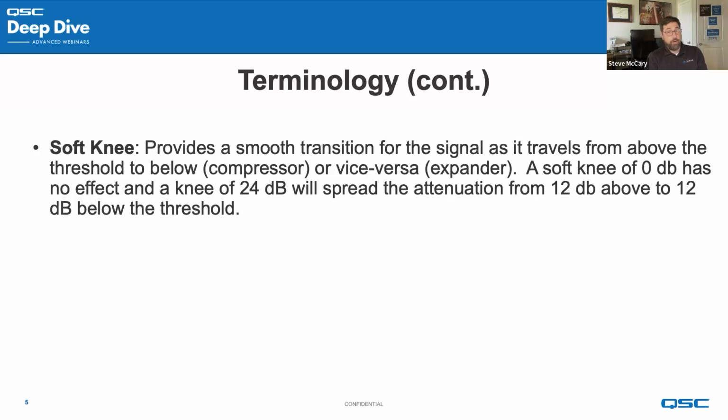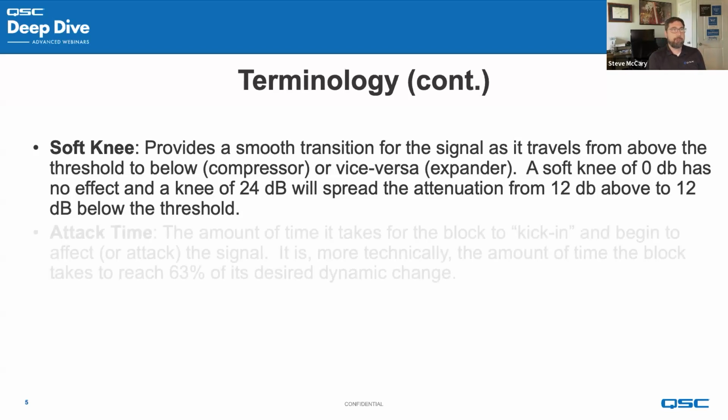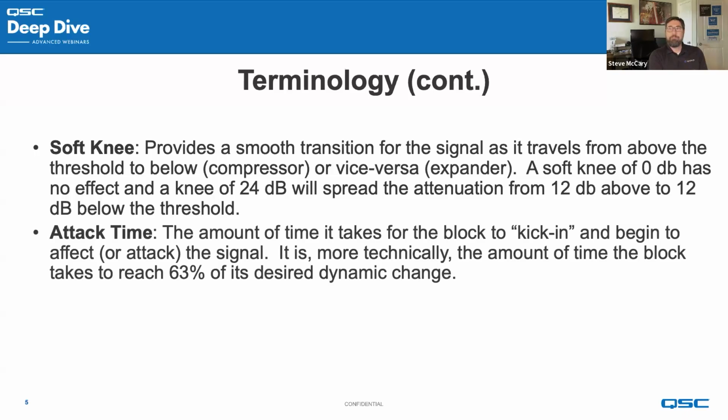Now, there are certain blocks that we want to be abrupt, things like a gate or a limiter. We want those to just hit or not. Those are very much binary. The soft knee lets things like an expander become a little more analog. It's a little bit smoother as we make that transition. The attack time.